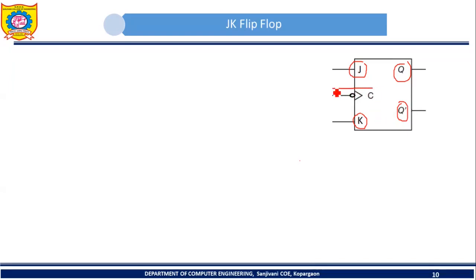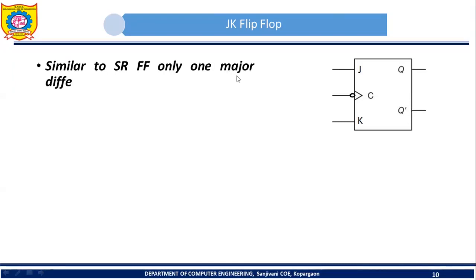Then let's assume that we have a JK flip-flop with negative edge triggering. I already told you that this is the symbol of a negative edge trigger flip-flop. JK flip-flop is similar to SR flip-flop, with only one major difference. So what is that difference? Let's try to understand it.